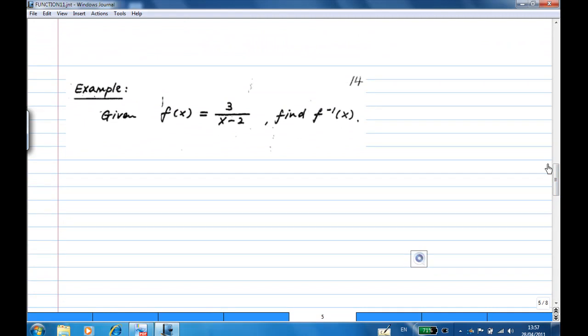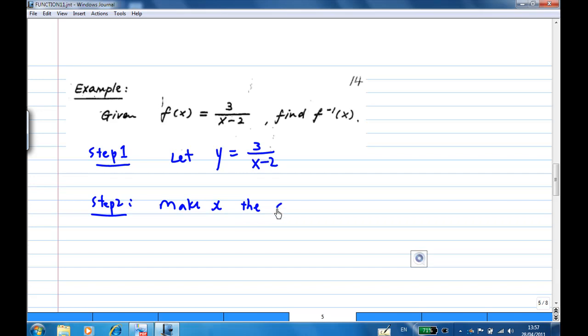Let's look at another example. Suppose I know f of x equals 3 over x minus 2. Find the rule for f inverse, if there is an f inverse in this case. So what you do is, step number 1, you let y equal to 3 over x minus 2. Now step number 2, after you write this already, you make x the subject. That means you want to find out where x is now.